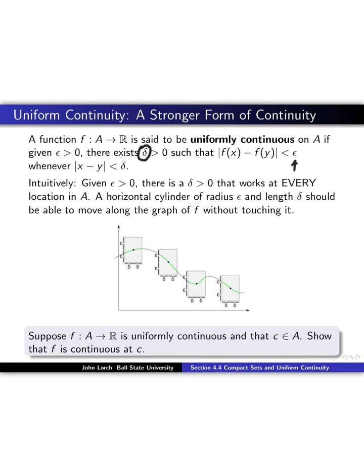And if you want a graphical sort of view of this, you can look here at this picture. The idea is that if you're given a tolerance epsilon, you want to select a delta and then produce a little cylinder of radius epsilon and length delta that you could slide along the graph without ever having the graph touch either the top or the bottom of the cylinder.